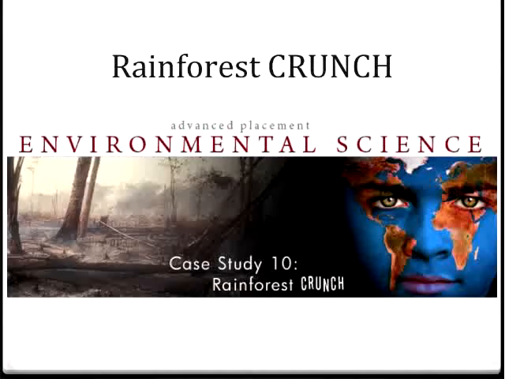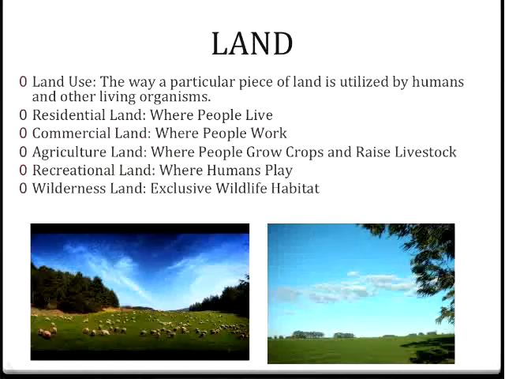So the first thing we want to talk about here is what this particular case study is. It's called the Rainforest Crunch, and it's all about urbanization and the negative effects of it, and how deforestation comes about due to this and other global problems. This particular case study is a bit longer than all the others, so hang with me here.